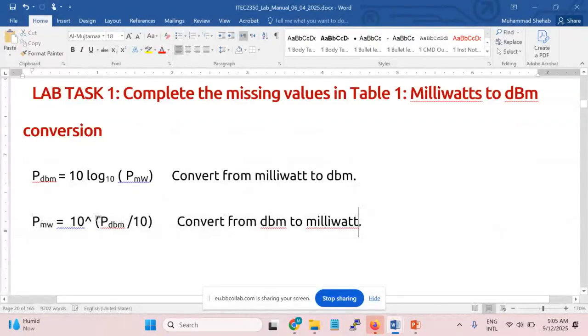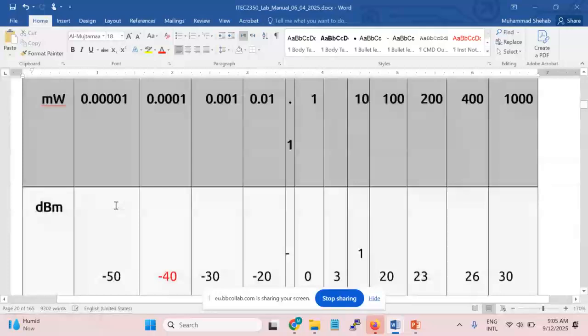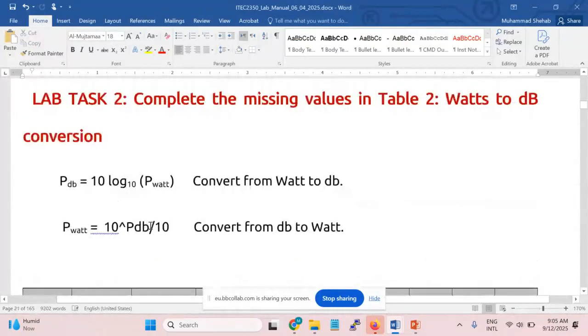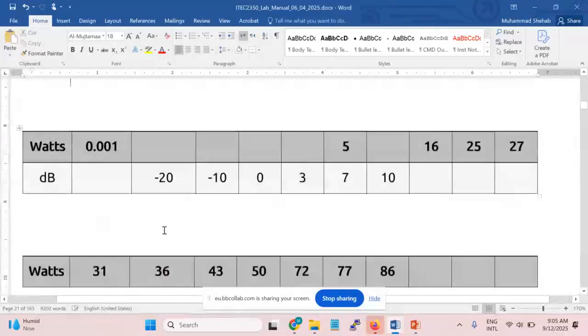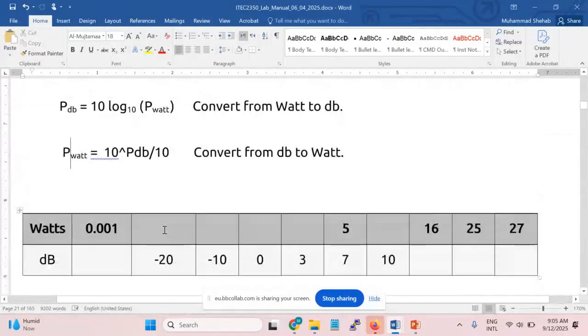Here also the same formula. Instead of writing dBm, I will write dB. And here, instead of writing milliwatt, I will write watt. So it is a similar process. Let us do it together. Let us start.